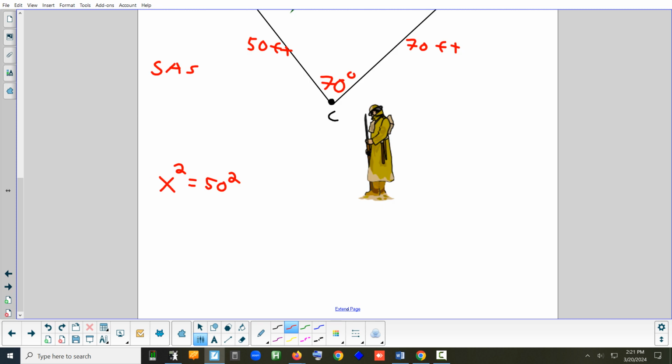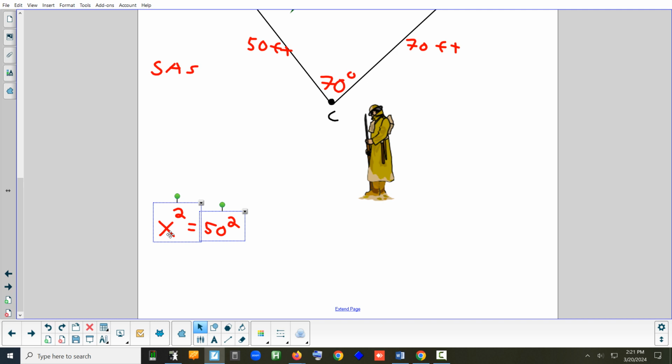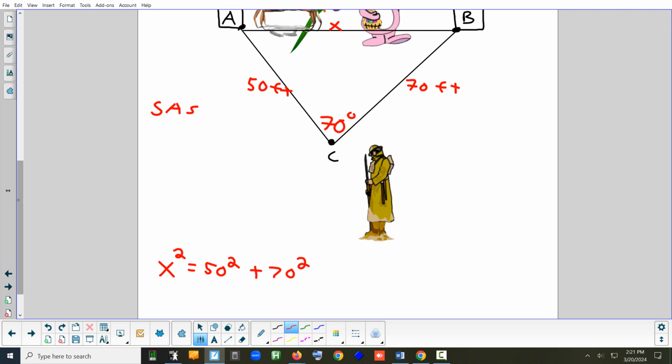50 squared plus 70 squared. Yeah, we don't want to ruin the trench coat. Right? So 50 squared plus 70 squared. And then we use minus 2 times 50 times 70, and then it's the cosine of the angle across from the side you started, 70. Okay. Just have to figure out what that is.